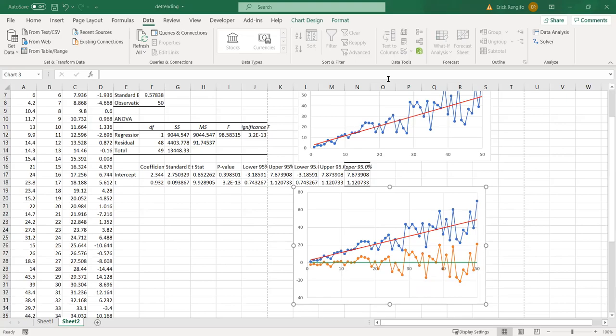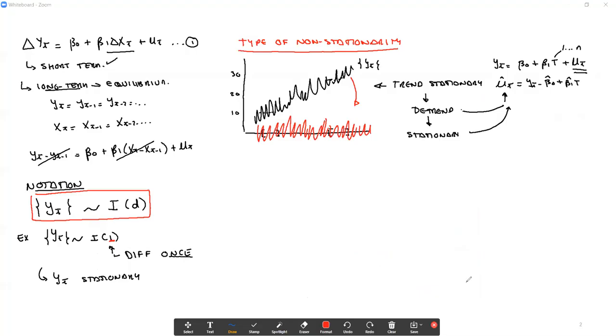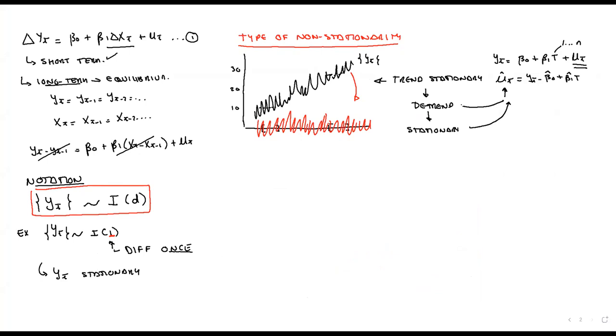Let's continue. So this is the first type of non-stationarity, something that's called trend stationary. What is next now is what is called the stochastic non-stationarity. And this one here is the one that normally we are going to be finding in the data, guys.